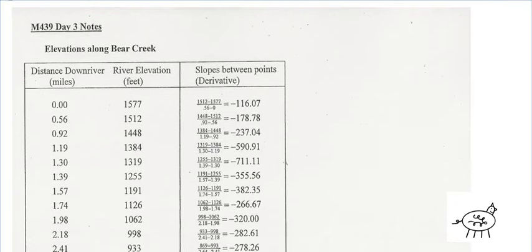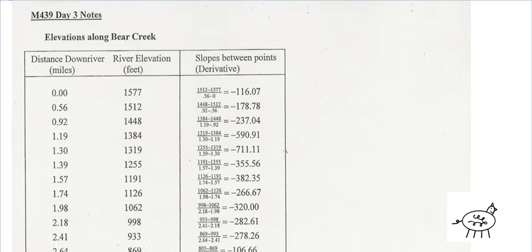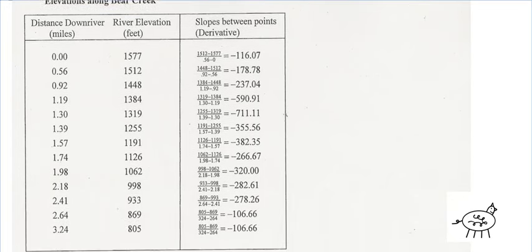Okay, so I actually created the slopes between the points, which is really what the derivative is, isn't it? It's a slope between those, and we learned that as the average rate of change back in the day, right? So I can find the slopes between 1577 and 1512. It's y over x. So 1512 minus 1577 over 0.56 minus 0.00, and that gives us our slope between those points, our derivative, the slope of that tangent line at that point. And you can see the slopes: negative 116.07, negative 178, etc.